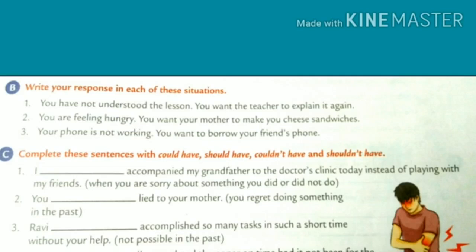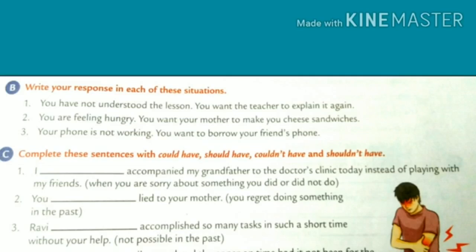Next one, complete the sentences with could have, should have, couldn't have and shouldn't have. First one, I dash accompanied my grandfather to the doctor's clinic today instead of playing with my friends. They have given us a clue, when you are sorry about something you did or did not do. Here the situation is like you should have done it. That means I should have accompanied my grandfather to the doctor's clinic today instead of playing with my friends.